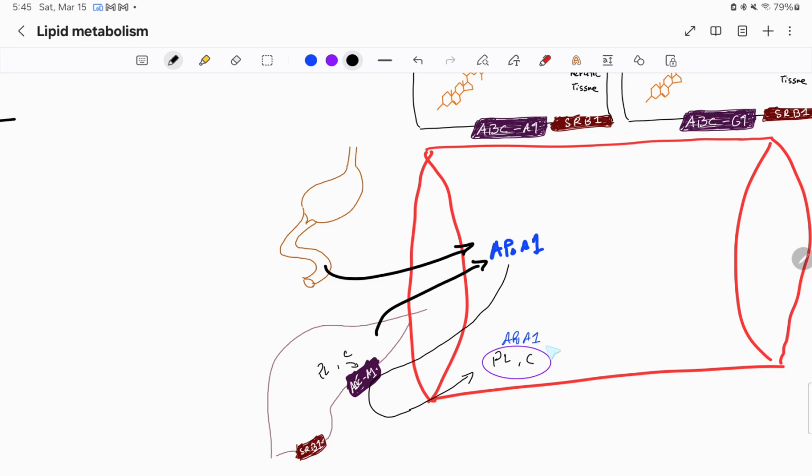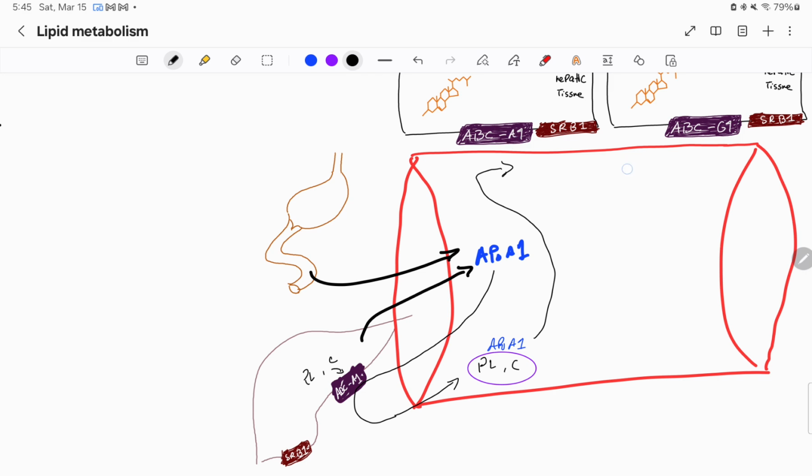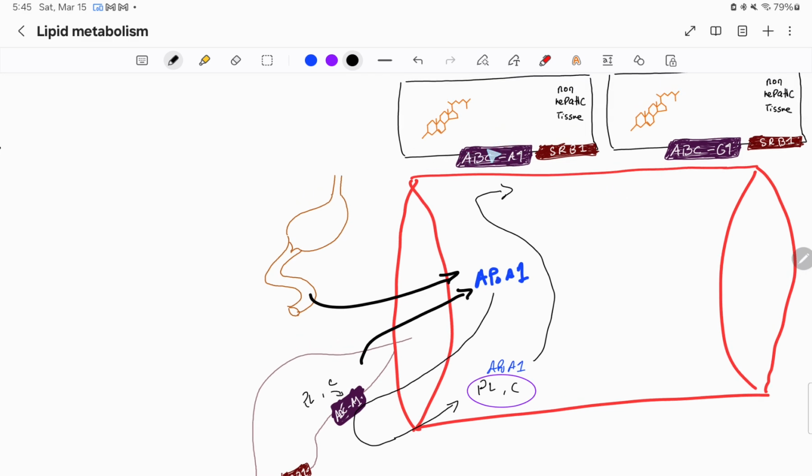Now look at what this is going to do. It's going to come here, and it's going to interact with the non-hepatic tissues now, all right? And it's going to interact with two receptors, actually. It's going to interact with the ABCA1 and the scavenger receptor beta 1. So what do I mean by this? Look at this Apo. And let me erase this here, make it all nice.